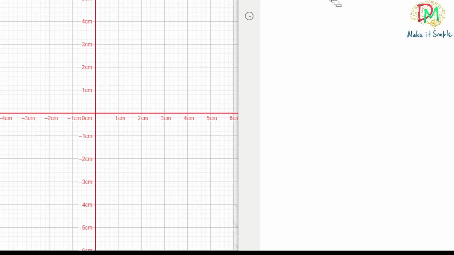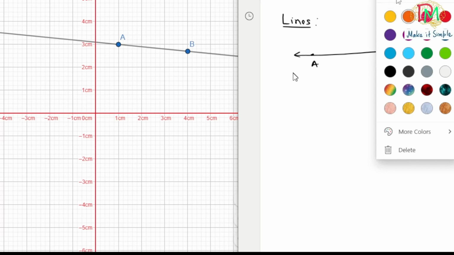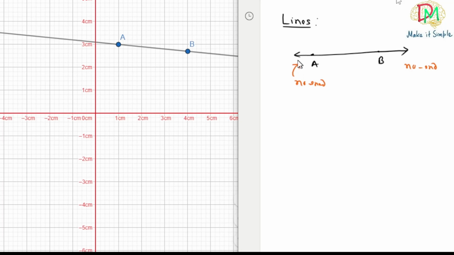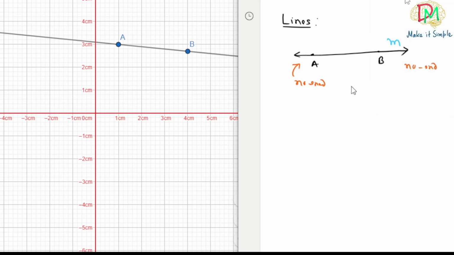Next we learn lines. Let's consider points A and B. Now draw this here. This is an example of a line, and this line has no end on both sides. That is the reason we represent a line with arrows on both sides. Clear? So we can extend it infinitely on both sides. This line we can also represent by M. You can say M is a line, or we can say AB is a line.